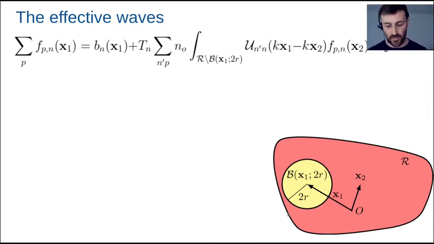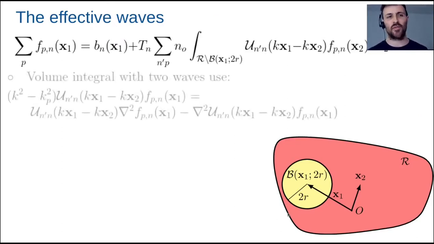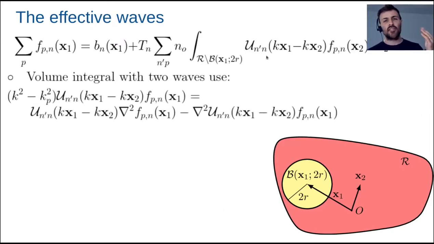How does that work? I'm glad you asked. I would love to tell you some more. And this is how it works. When you've got an integral, and inside the integral are two things which satisfy two different wave equations, there's a very well-known trick to rewrite this volume integral.